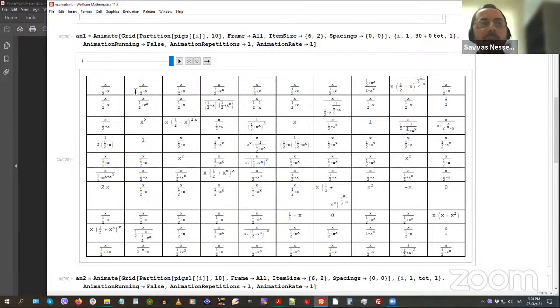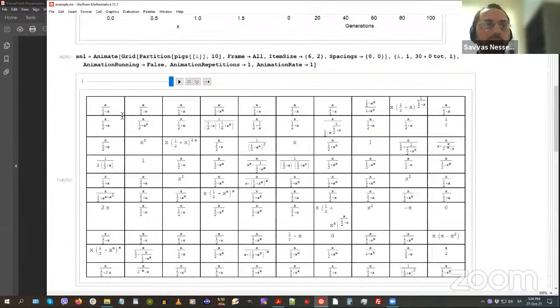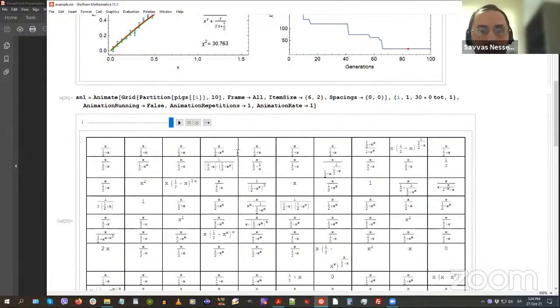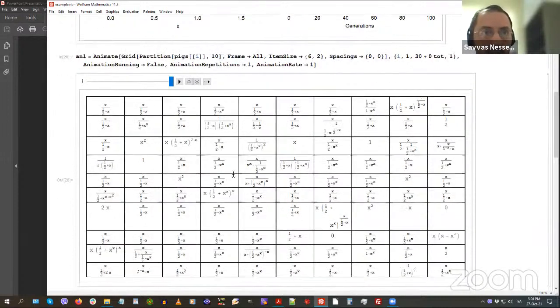And of course, there are some other functions that fit the data quite well. I should really try to find it. It's x to the x plus x over that. It's somewhere in one of these, I think.